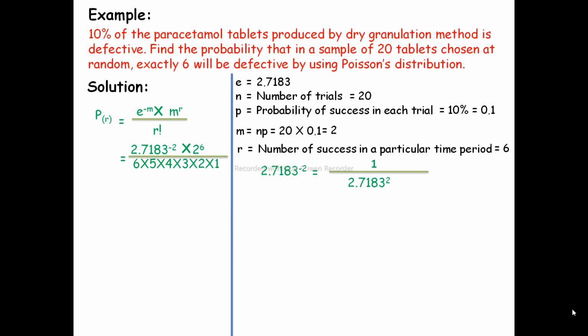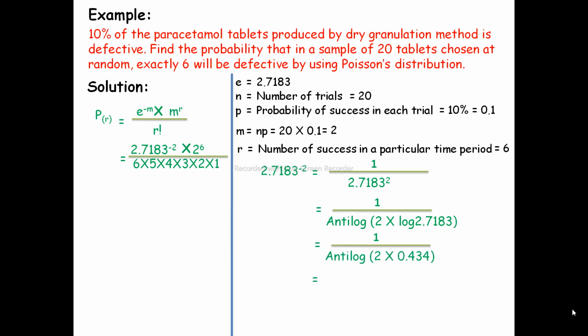But suppose in an examination it comes to the power of 7, 8, 20, 30, anything, then you need to use this kind of way for solving it: 1 divided by antilog of 2 multiplied by log of 2.7183. Log of 2.7183 is 0.434. So 2 multiplied by that, you will get antilog of 0.868. 1 divided by 7.38, or you can write it as 0.1355. Okay, so you got the value.